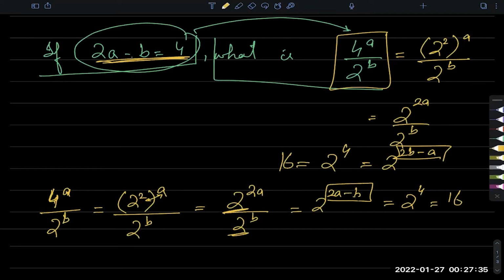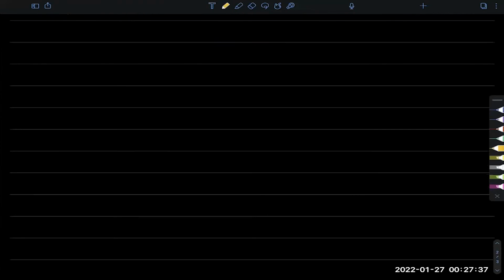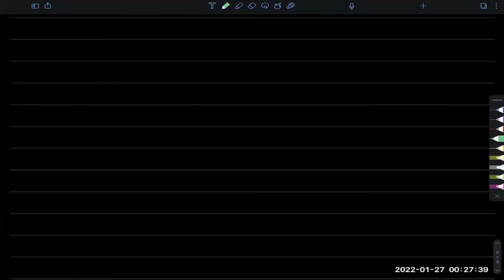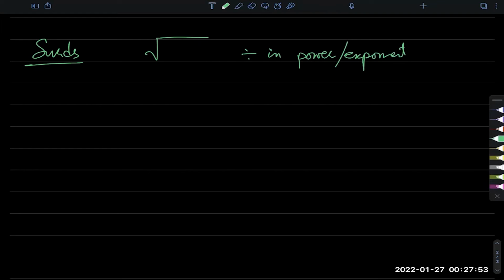Great. Now, the next thing I want to focus on today is surds. Surds are basically this symbol. And this symbol is basically division in power. That's what it means. In exponent, when you divide things, that's what surds are.